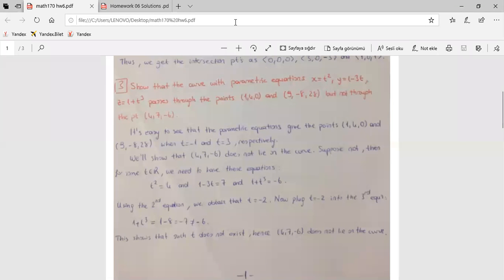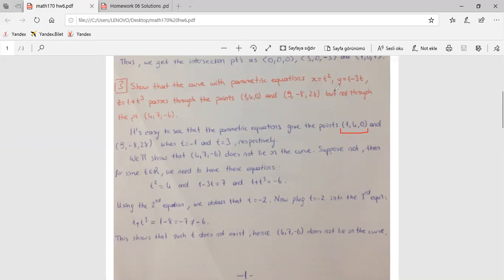If x equals 1, then t should be either -1 or 1. You try for t equals -1 and get y equals 4, right? And again, for that one, z equals 0. So you get this point when t equals -1. And if we do the same thing for the second point here, let's start with that. If x equals 9, then t equals either 3 or -3.